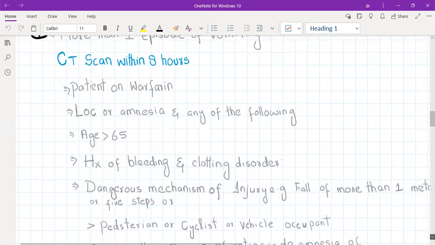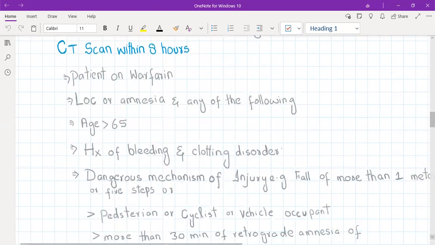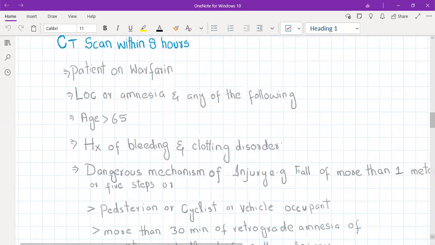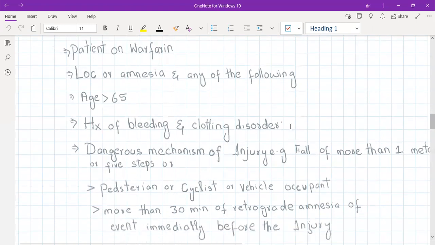Now, in which patients do we have to request a CT scan within 8 hours? These patients you will keep under observation. You will keep them under observation for 8 hours, and then you will request a CT scan. All right, so patients on warfarin. Loss of consciousness or amnesia.